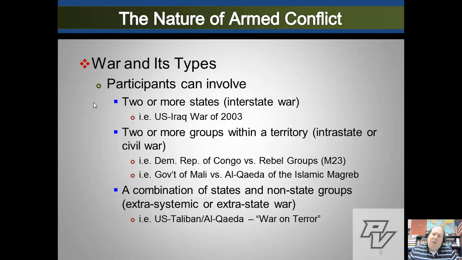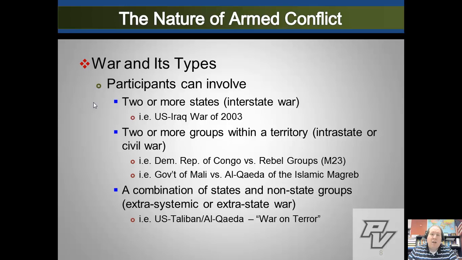In terms of intrastate or civil war, there's war between two or more groups within a territory. If you take a look at the current conflict in the Democratic Republic of the Congo with a number of their rebel groups, even though it's calming down, the M23 rebels in the DRC. You can take a look at Uganda and the Lord's Resistance Army. You can take a look at Mali versus Al-Qaeda in the Islamic Maghreb. You can take a look back in American history at the idea of the secession of the South.